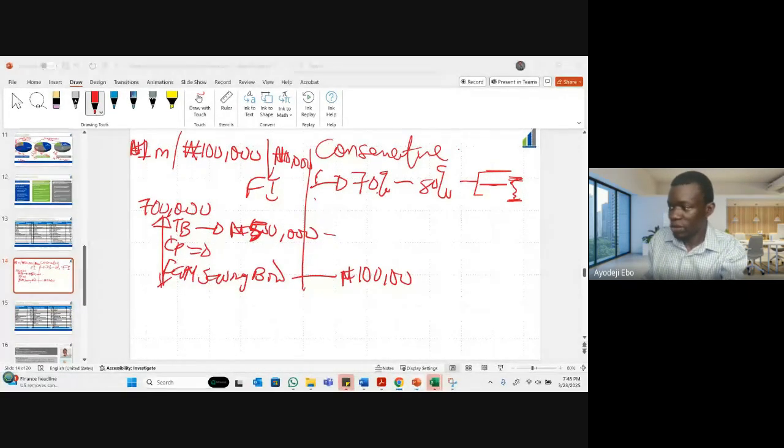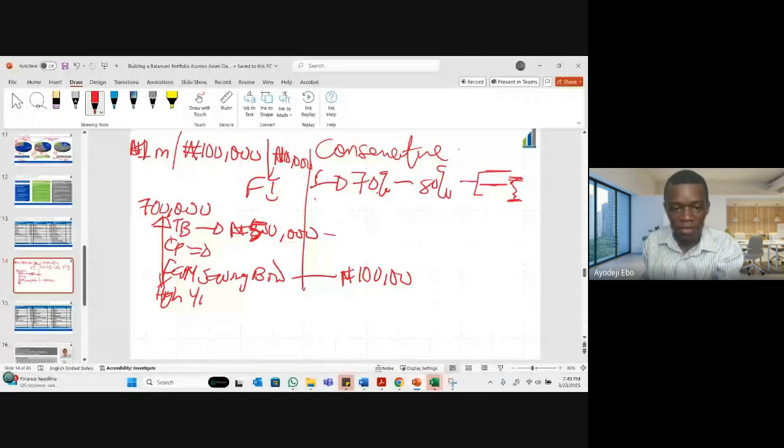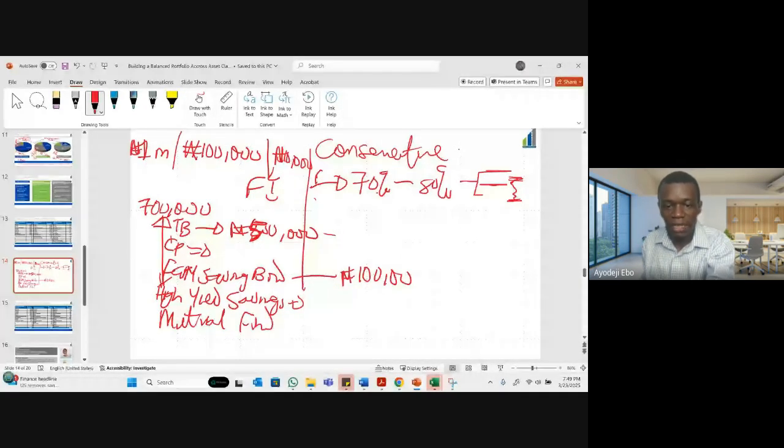So this FGN savings bond, high yield savings. Those that are using PiggyVest, high yield savings accounts, PiggyVest, Optimus, depending on which one you are comfortable using. There's the mutual fund, which is also fixed income. So I can allocate to mutual fund.